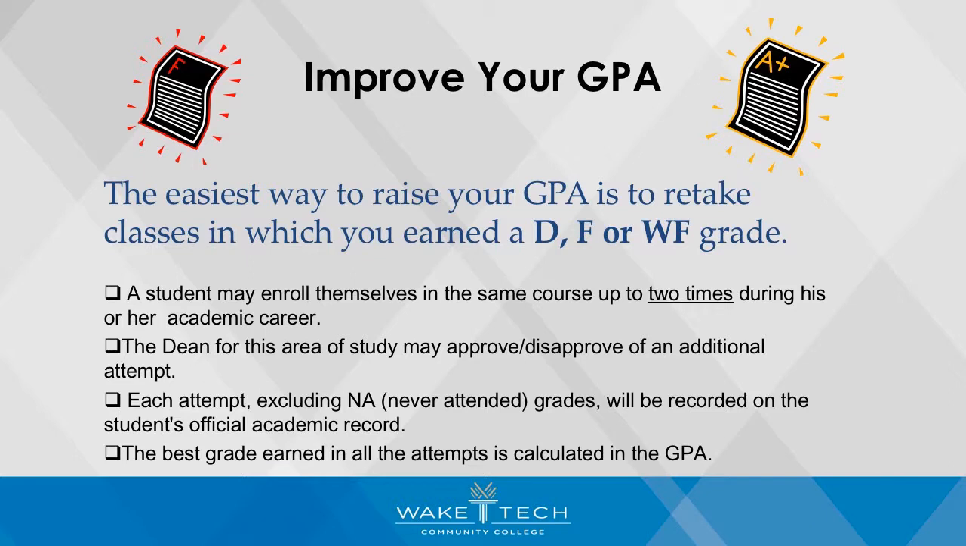But again, every attempt of a class is shown on the transcript, including a withdrawal. And then the best grade earned in all your attempts, that's what's calculated into your GPA. And so that's also important to note, because let's say we take English 111 and we made a D in it the first time. Then we retake it and make an F. The F is not what's going to be factored. We're always going to take the best grade, so that first grade of a D still stands.